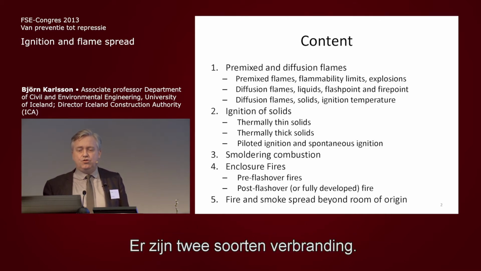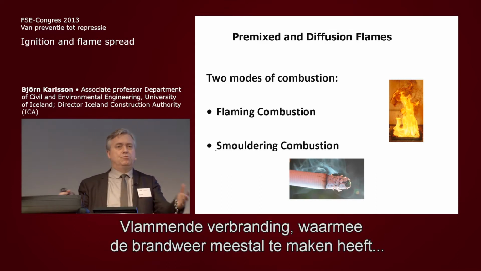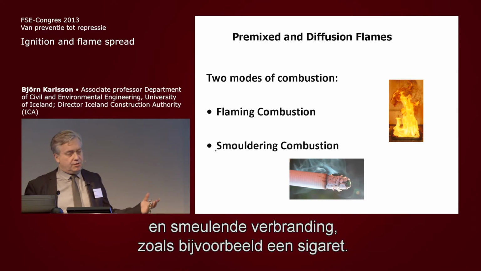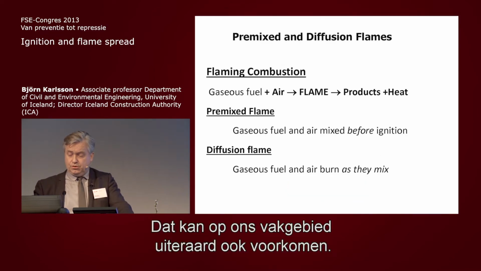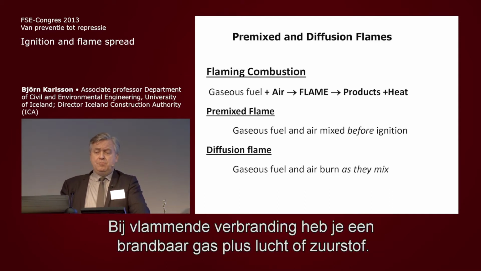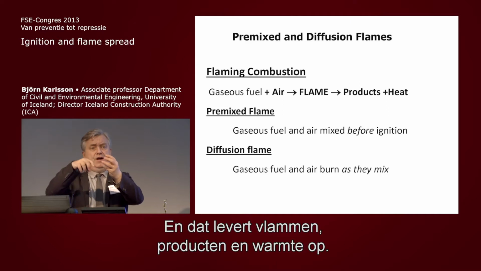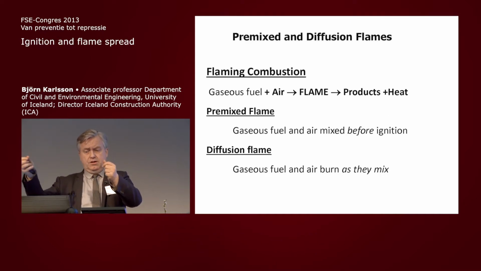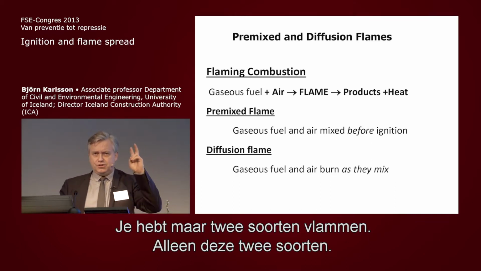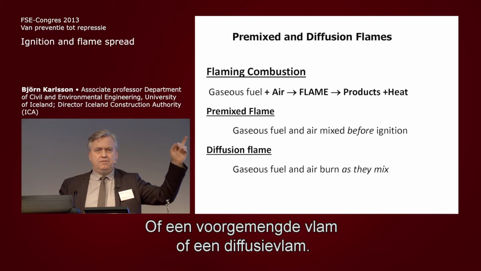So there are just two modes of combustion when it comes to fire safety. Either you have flaming combustion, which is most often what we have in the fire service, or you have smouldering combustion, like a cigarette. That can also happen, of course, in our business. In flaming combustion, you have some gaseous fuel plus air or oxygen, which produces flame, products, and heat. And you can have just two types of flames. Either you have a pre-mixed flame, or you have a diffusion flame.